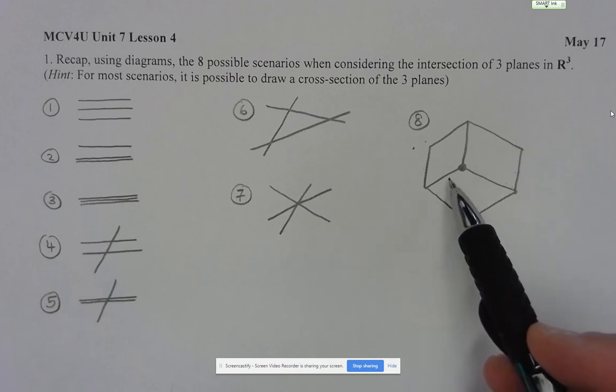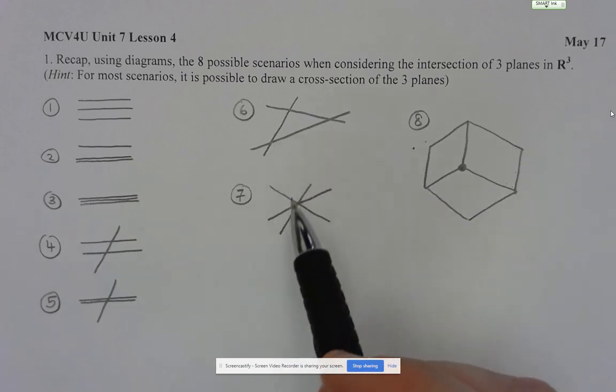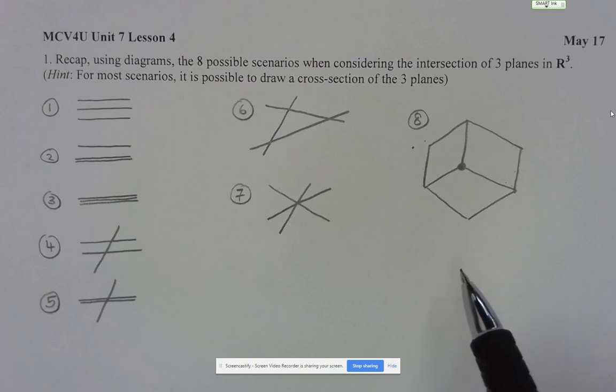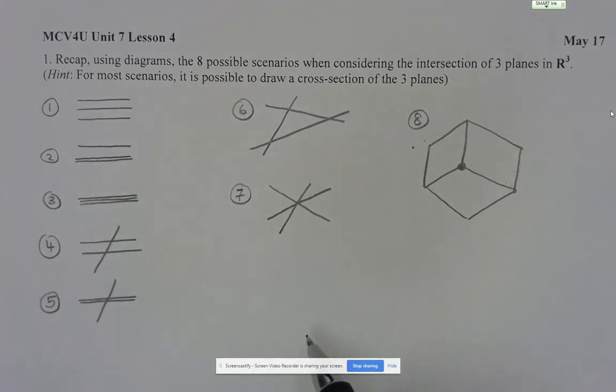You notice here how I'm not able to draw a cross section of this. I have to try to show the depth to show that it's got this one point of intersection. So I'm actually going to show it with some cardboard later on.